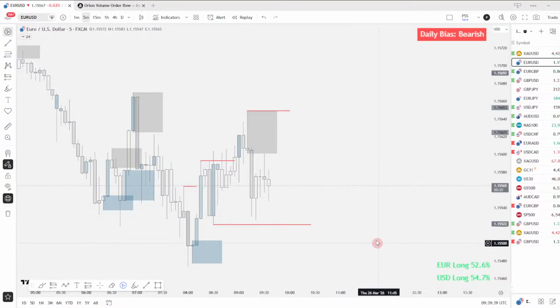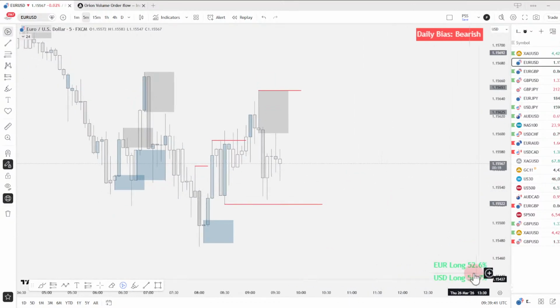Okay, so notice here how the COT data on this is like we're equal on both. We've got Euro 52.6, then we've got USD 54.7. So collectively, they're both telling us the same thing. Their probability basis is that we are going to see further downside here. The reason I say this is because there's no clear direction from the COT data, so what we're going to go with is the daily bias.